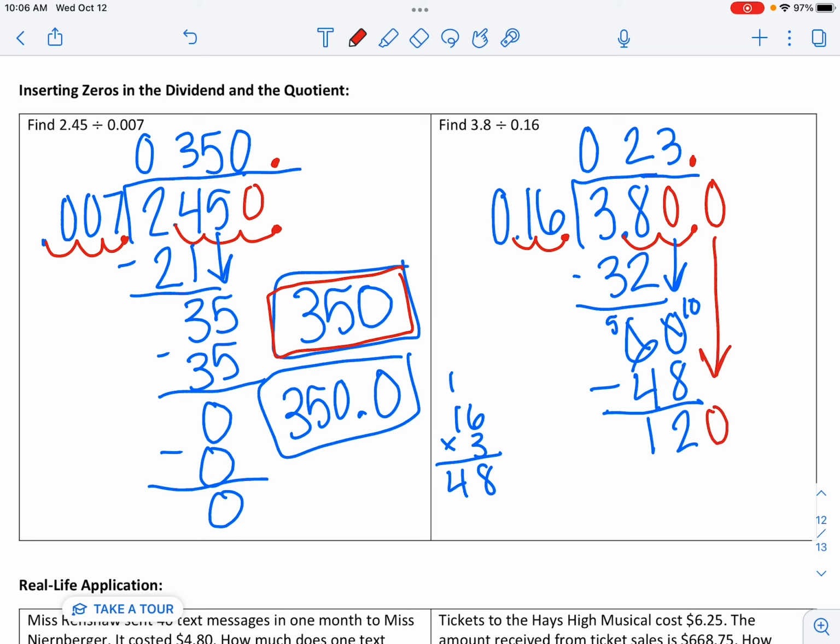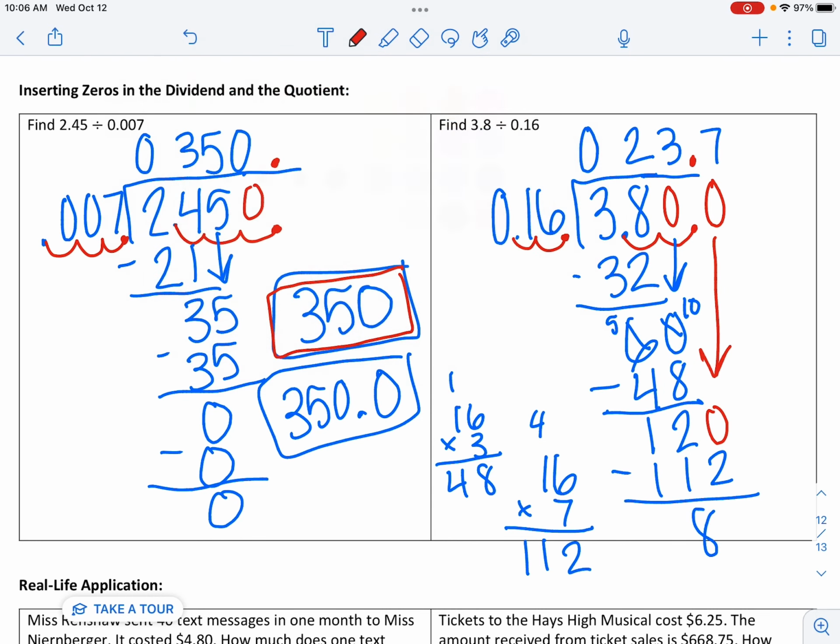Bring this 0 down. And then I need to figure out how many times 16 goes into 120. I am going to try 7 times. 6 times 7 is 42. 7 plus 4 is 11. So 112. So then we put our 7 above our 0. 7 times 16 is 112. 120 minus 112 is 8.